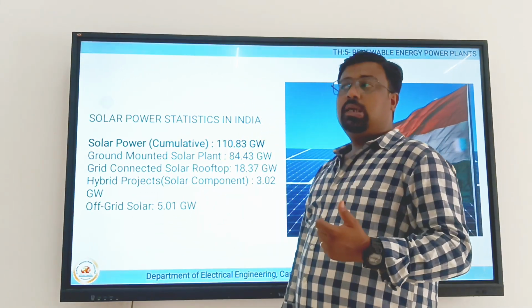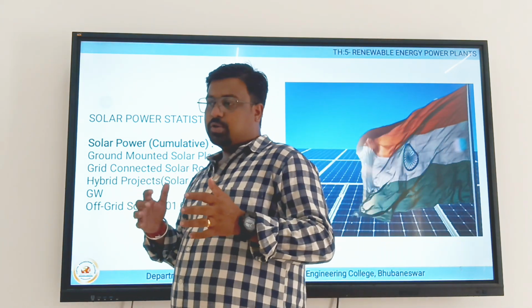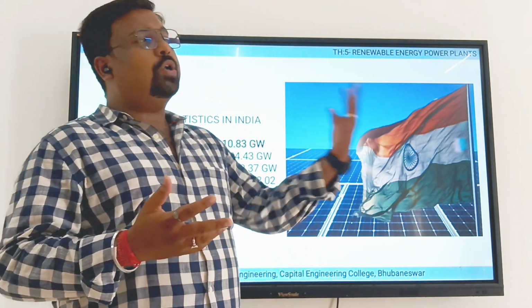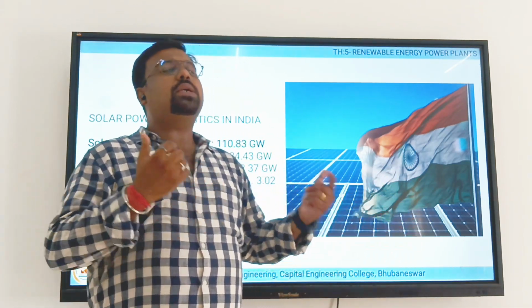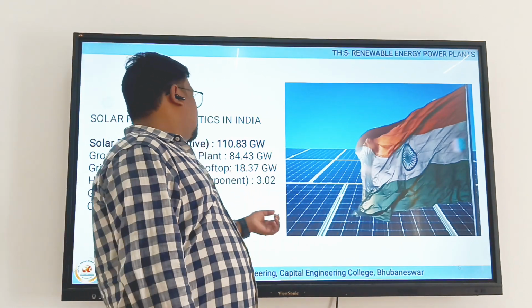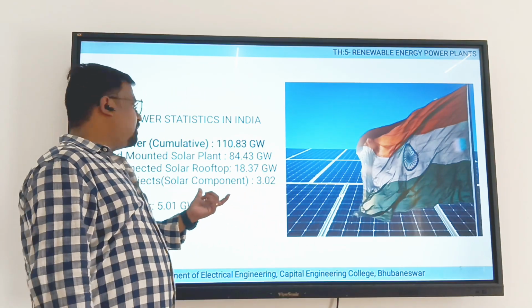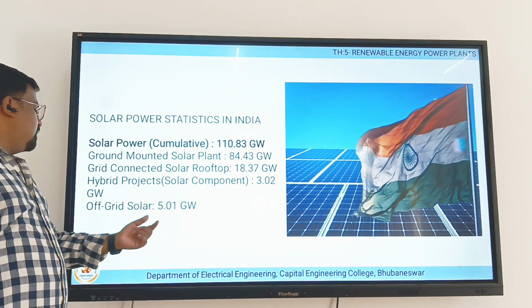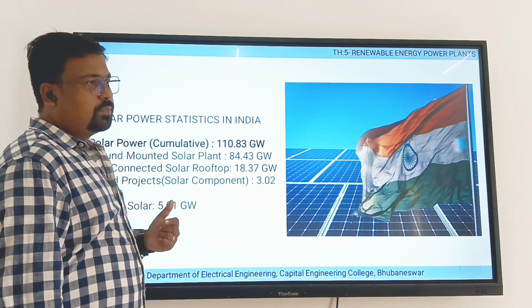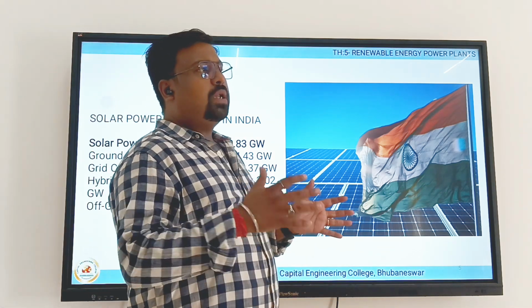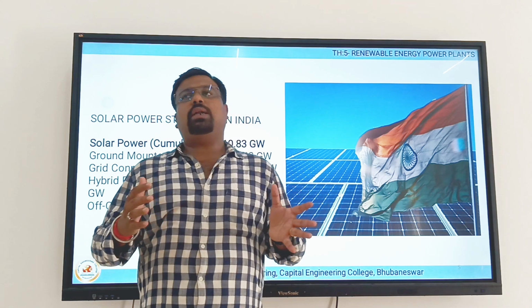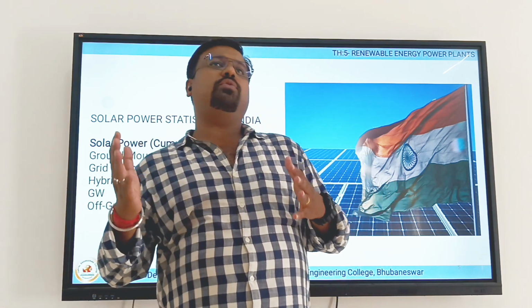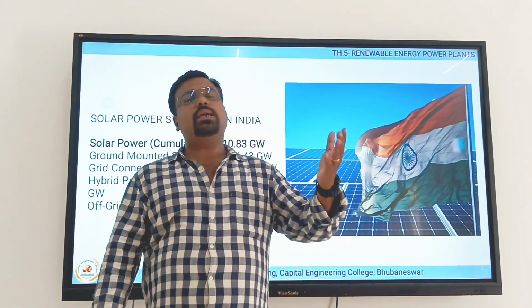Hybrid projects. Hybrid project means solar is not alone producing power, but it is used along with some other sources of renewable energy to generate the power. In such cases, if we are considering only the power generated by the solar component, it is around 3 gigawatts. And the 5 megawatts we are getting from off-grid solar. Off-grid solar means the solar plants or the solar systems that are working on islanded mode. They do not have any interactions, they do not have any communications with the traditional power grids.